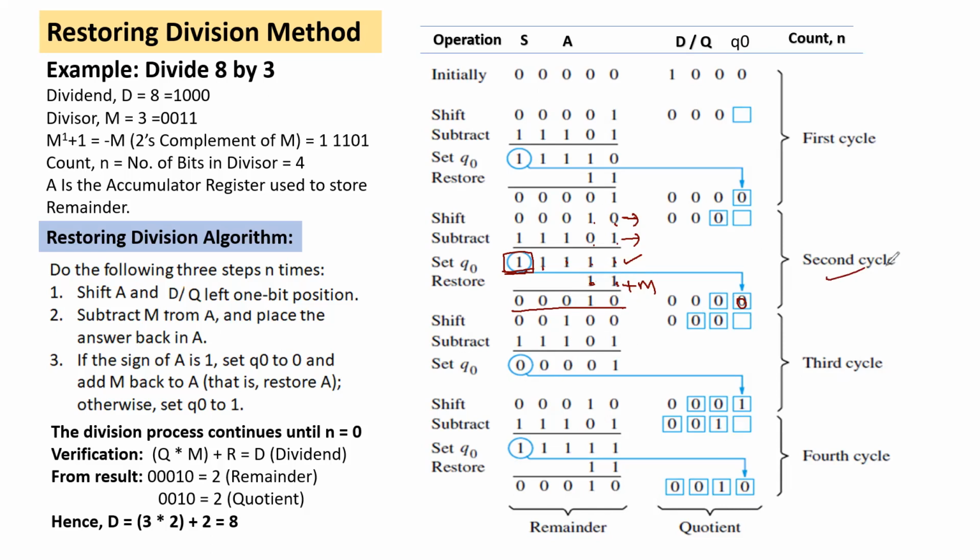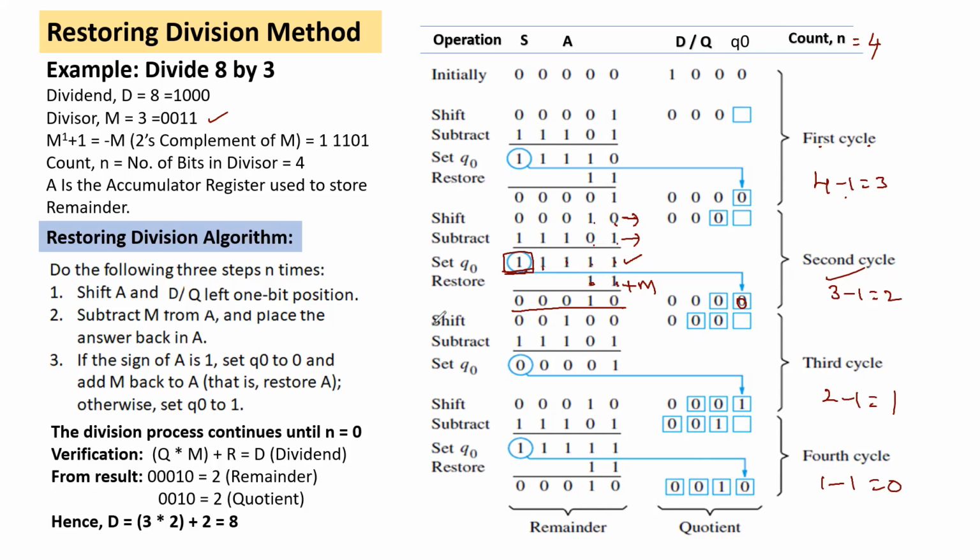One more point here: N is initially 4, because the number of bits in the divisor is 4. At the end of the first cycle, this should be reduced by 1, that means 4 minus 1 equals 3. After completion of the second cycle, it should be reduced again by 1, that means 3 minus 1 equals 2. Again, after the end of the third cycle, it should be reduced by 1, that means 1. Again reduced by 1, 1 minus 1 equals 0. In this way, this value should be reduced for every cycle.